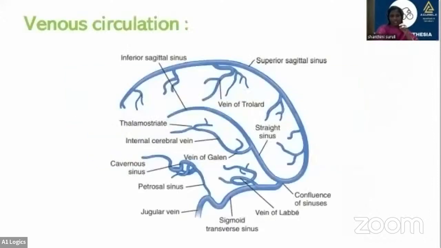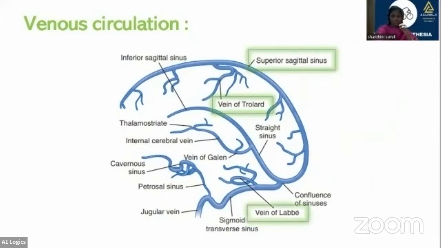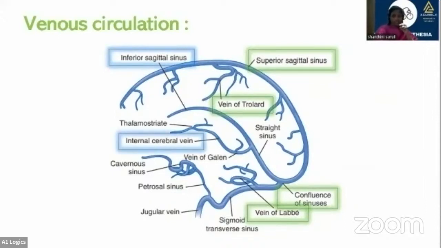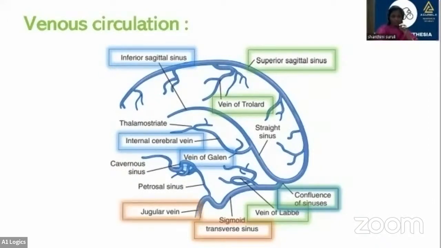Coming to the venous drainage, it consists of a superficial set of veins: the vein of Trolard, which drains into the superior sagittal sinus, and the vein of Labbé, draining into the confluence of sinuses. And the deep set of veins, such as the inferior sagittal vein, internal cerebral vein, and the vein of Galen, they all drain into the confluence of sinuses, to the transverse sinus, and then they reach the jugular vein to the right atrium.